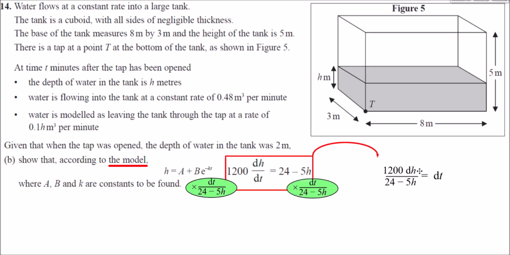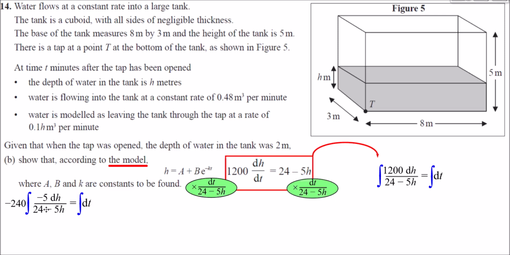We can now add integral signs to both sides and essentially just integrate both sides. So the final thing to say is we've now got this. Now, this one here, the numerator is not at all the derivative of the denominator. 24 minus 5h would differentiate to minus 5. So what I could do here, I could divide this by minus 5 to get minus 240. So if I rewrite 1200 as minus 240 times minus 5, I can rewrite the integral like this. So minus 240 lots of this integral equals the integral of dt.